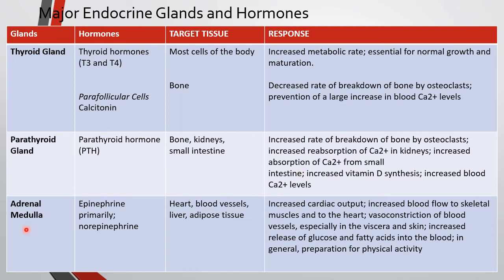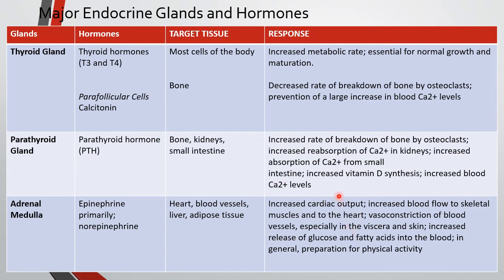Next is your adrenal medulla. So ito na yung other portion of your adrenal gland. Earlier was the adrenal cortex. Ngayon, medulla. This will release, when stimulated, your epinephrine primarily in the form of norepinephrine. So these are the target tissues of these hormones: your heart, blood vessels, your liver, and adipose.